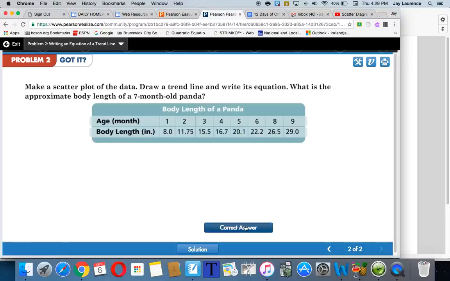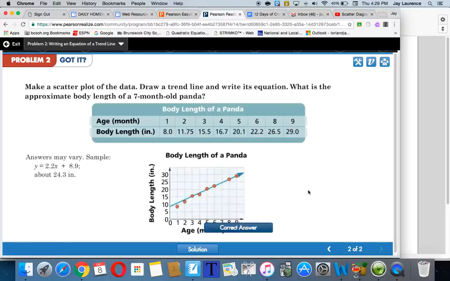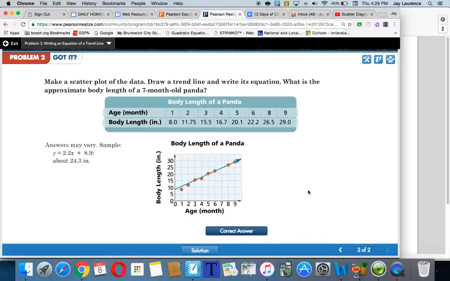Okay, here comes the solution. So there's their trend line, and there's their scatter plot. And you look, you see some are off a little bit, but they did the best they could to follow the path of the points. Looks like they've got more points below the line than above, but it's close. And then they came up with an equation of y equals 2 2/10 x plus 8 9/10, and the estimation is 24 3 inches. Now, if you do this on your own, you're likely to get a slightly different equation. It may not be exactly 2 2/10 because your scatter plot is going to look a little bit different.